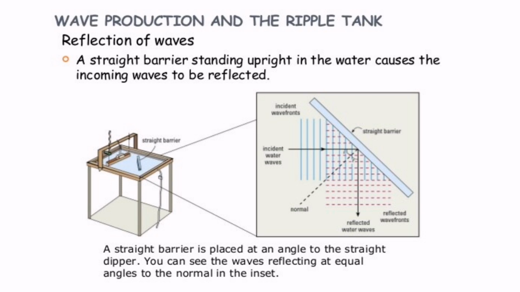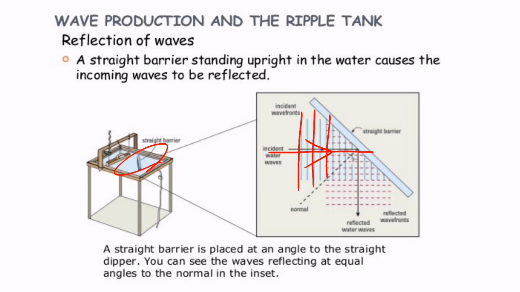Reflection of waves. A straight barrier standing upright in the water causes the incoming waves to be reflected. So you see this barrier that we talked about here. It is going to cause the waves to be reflected. Now here are the upcoming waves. We use wavefronts to show the upcoming waves. So these are the wavefronts that show the upcoming waves.